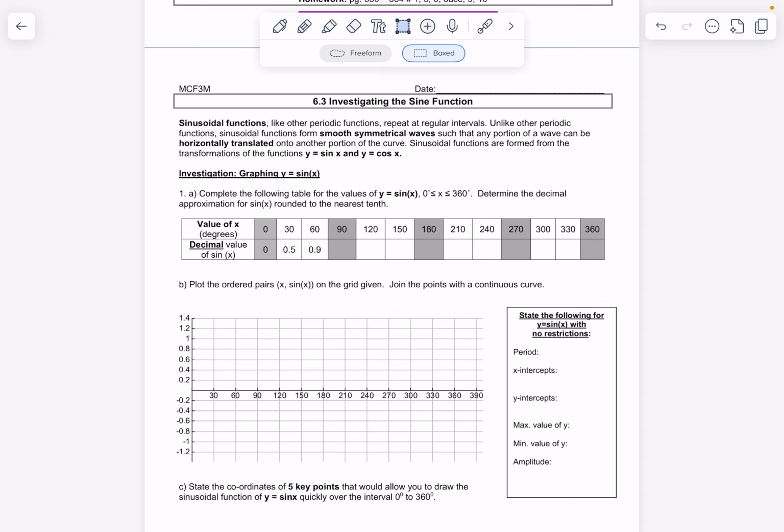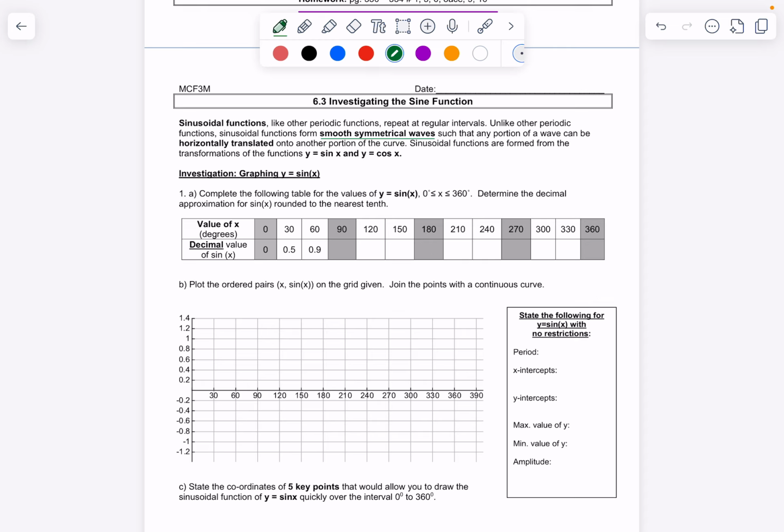Unlike other periodic functions, sinusoidal functions form, I'm going to highlight this, smooth symmetrical waves, okay? In the previous lessons, things could have been periodic, but they weren't necessarily symmetrical, right? So the symmetrical is the key part here. That's what makes a sinusoidal function, such that any portion of a wave can be horizontally translated onto another portion of the curve. We'll talk about that after.